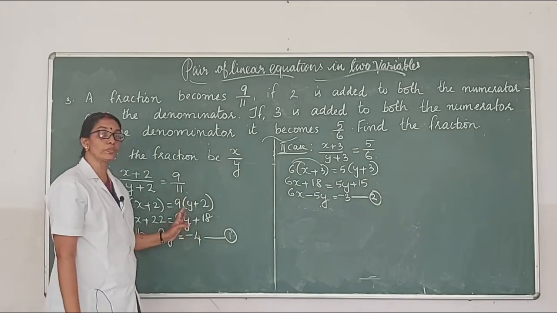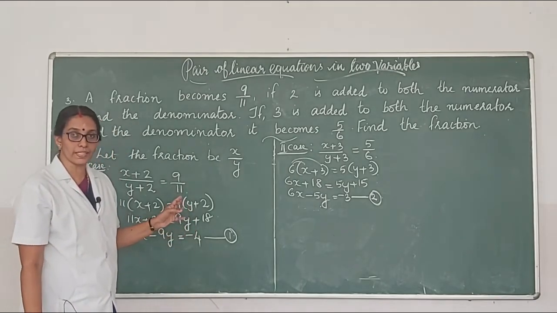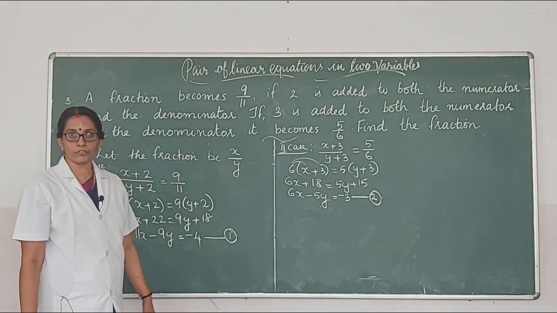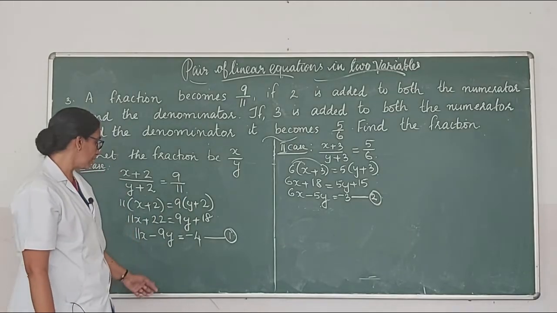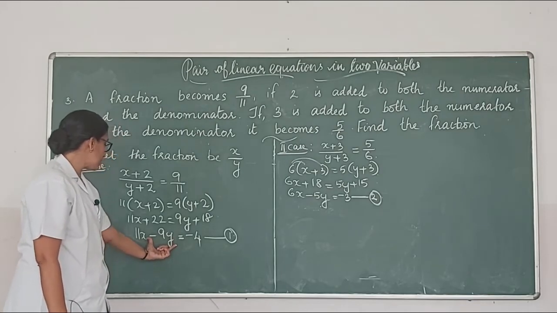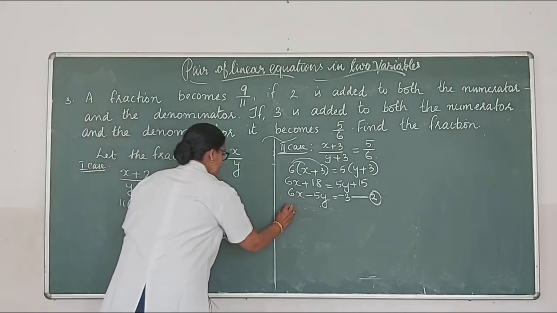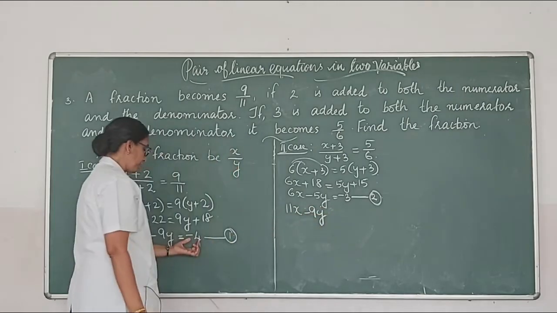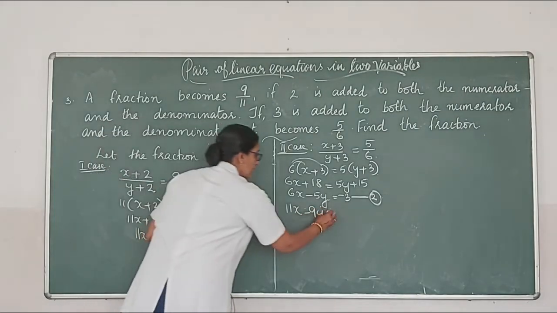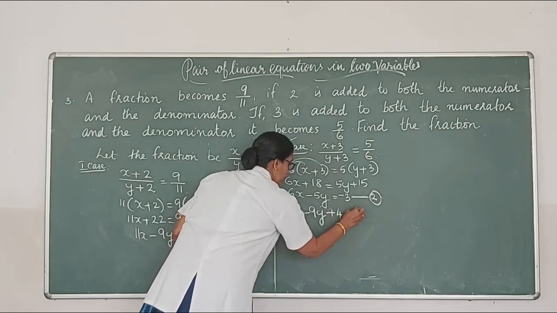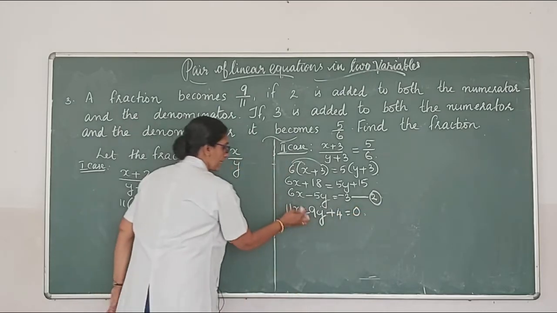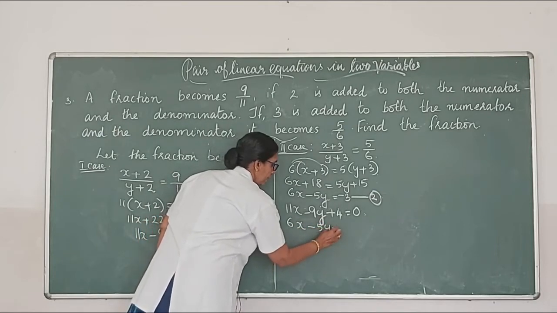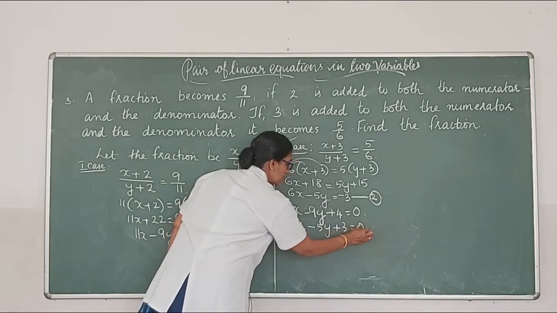So, what do we have to do to apply the cross multiplication method? First we have to write the equations in general form or standard form, isn't it? So, let us write the equations: 11x minus 9y, this minus 4 will become plus 4 equal to 0. Then the second equation: 6x minus 5y plus 3 equal to 0.